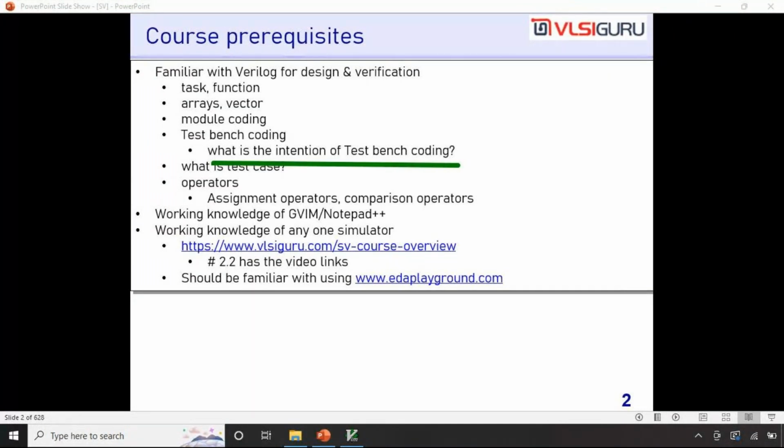Test bench for verification purpose. So two things we do. What are the two things we do in a test bench? Generate the stimulus. Check the output. That is the thing you have to always remember. Then you should understand what is meant by test case. Then a basic idea of operators. Let's say if I tell you tomorrow what is assignment operator, what is equality operator, what is logical operator, you should be a bit familiar with those terms. Working knowledge of GVim or Notepad++. Any simulator, right? ModelSim or EDA Playground, you should have that comfort level.